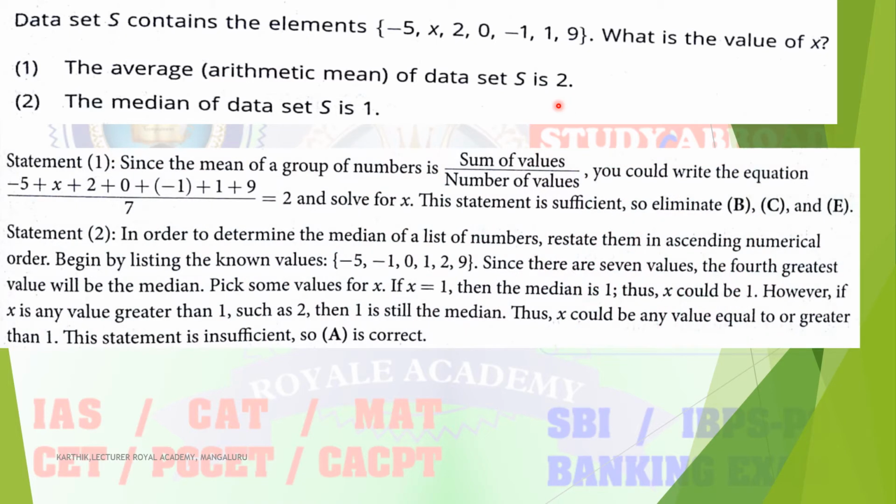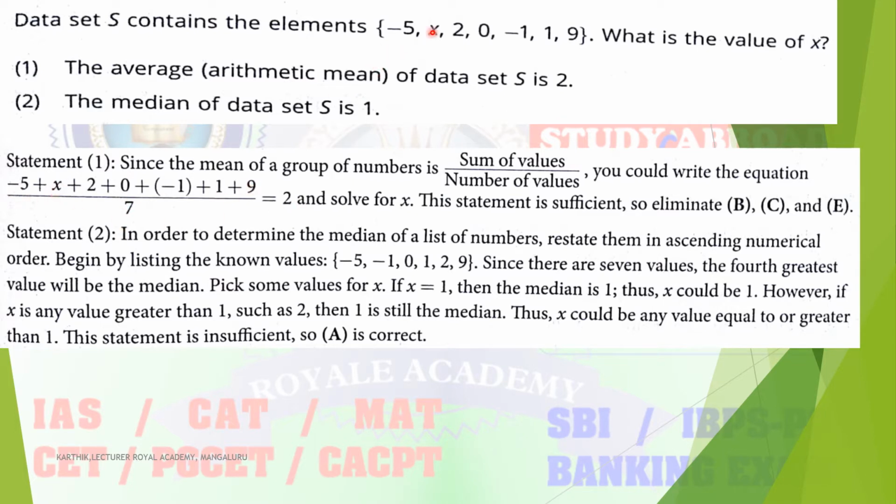We'll see. First statement, what is given? The average, the arithmetic mean. So what is the formula of average? Average is nothing but the sum of the values divided by the number of values. I already discussed in the last chapter what average is. Total how many numbers are there? That is the number of values. The arithmetic mean is given, and that is nothing but the sum of all values divided by the count.